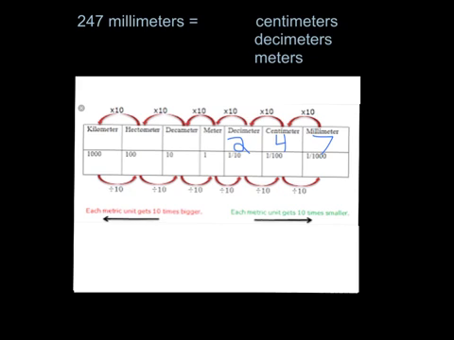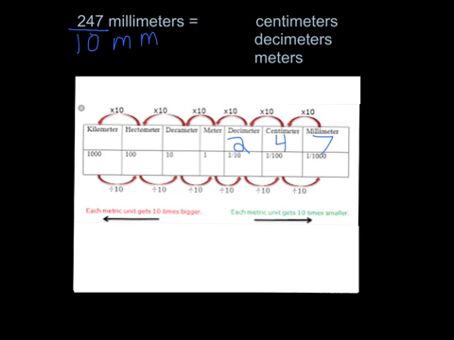For our final problem, we are going to convert 247 millimeters into centimeters, decimeters, and meters. To convert from the smallest unit of a millimeter, we are going to use division. So for our first conversion, there are 10 millimeters in a centimeter. Therefore, we are going to divide 247 millimeters by 10 millimeters.